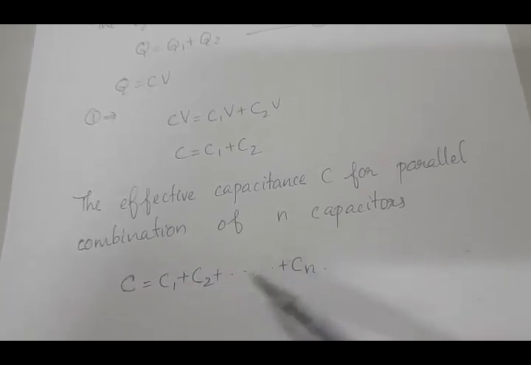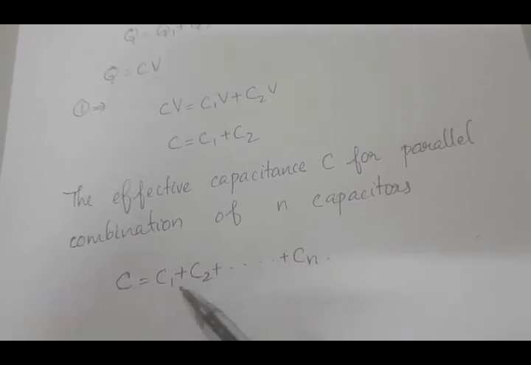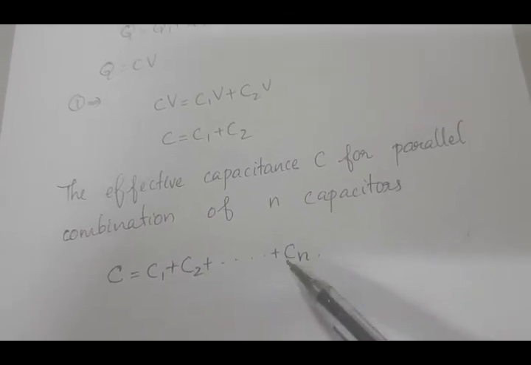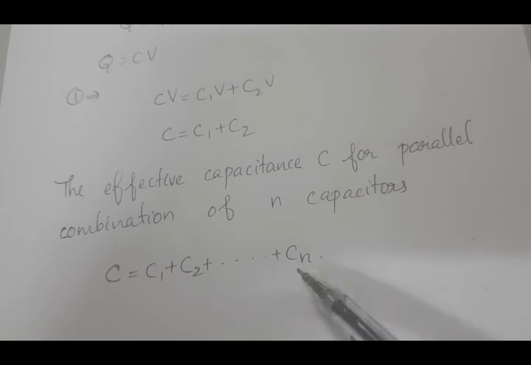So the effective capacitance of n capacitors we can write as C is equal to C1 plus C2 plus etc. up to Cn. So this is the case when n capacitors are connected in parallel.